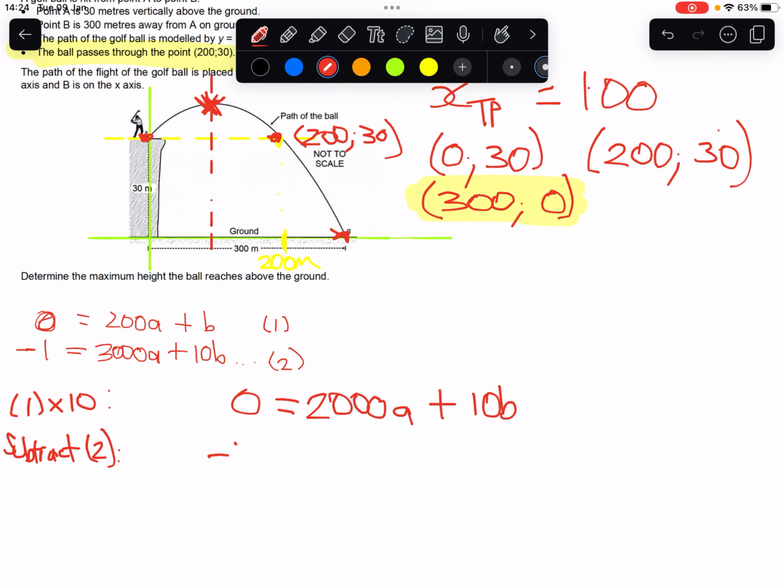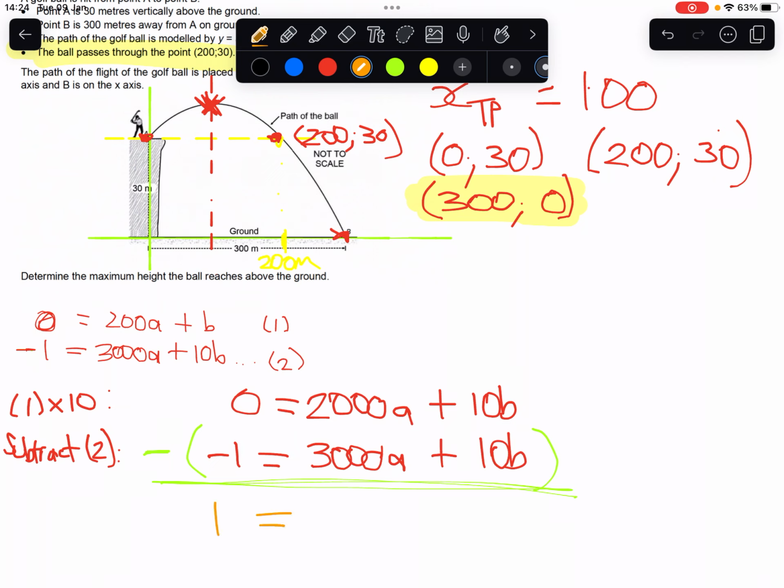Right, so that equation is negative 1 is equal to 3000A plus 10B, right? So if we subtract that, what we end up with is, okay, 0 minus minus 1 is 0 plus 1, which is positive 1. 2000A minus 3000A is minus 1000A. And 10B minus 10B is 0, right? And so we get 1 is equal to minus 1000A.